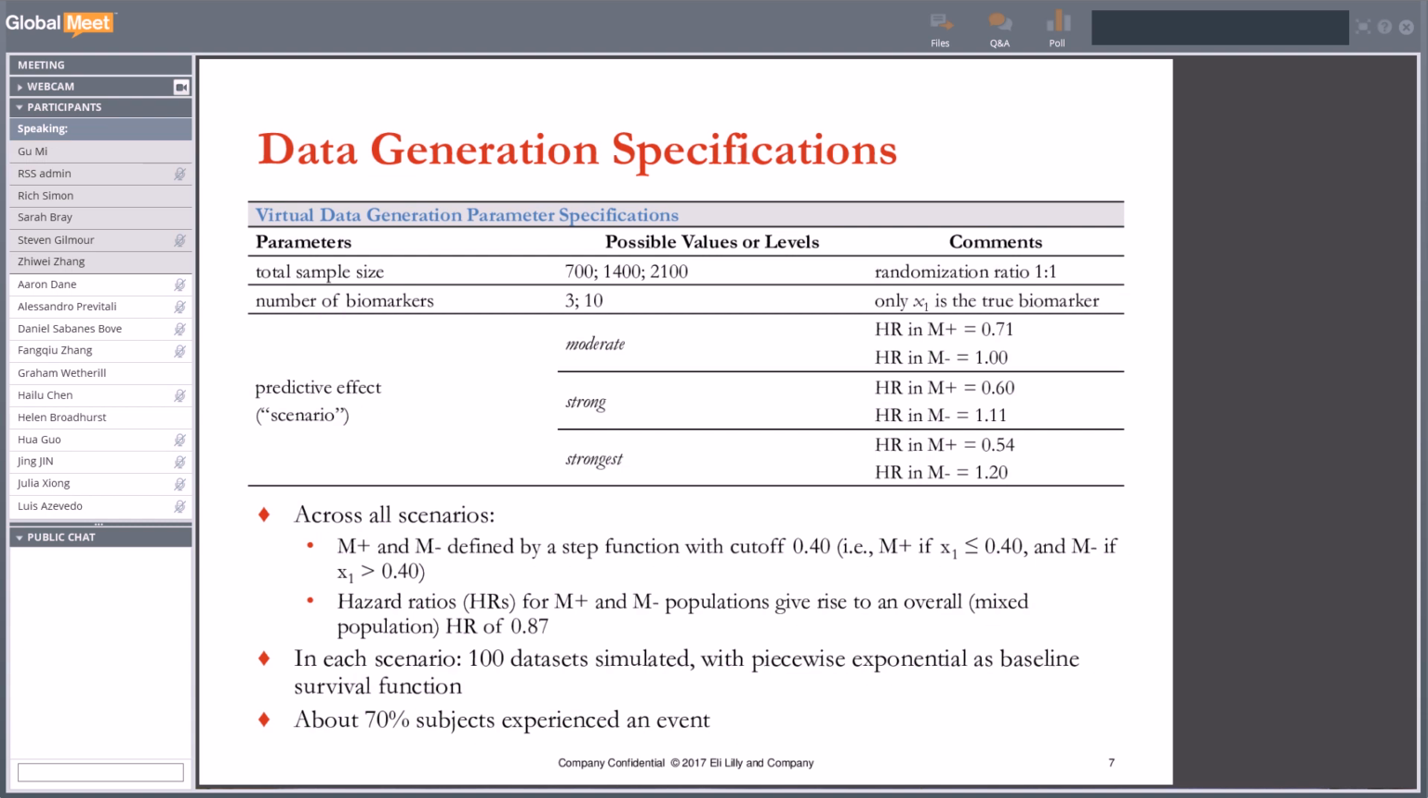We consider 3 scenarios for the different predictive effects of moderate, strong, or the strongest in the marker positive subgroup, with the corresponding hazard ratios specified for both subgroups. The overall hazard ratio is fixed at 0.87, and 100 datasets are simulated for each scenario.